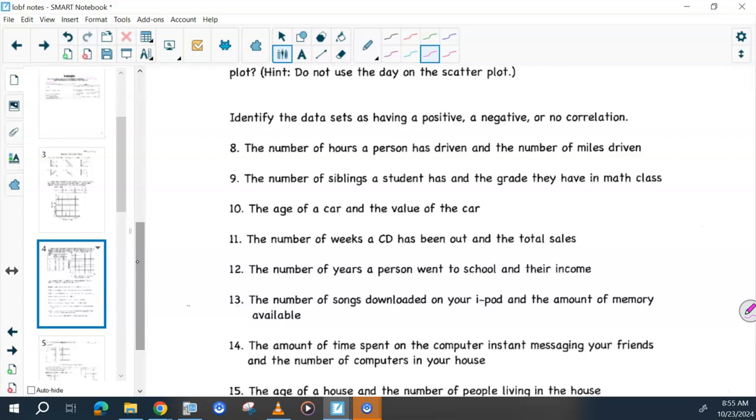These both increase together or decrease together. If I don't drive, then I don't have any miles driven. But if I drive a certain number of hours, then the number of miles is going to go up. The number of siblings a student has and the grade they have in math class. No correlation. They're not related. The age of a car and the value of a car. Negative. Because as a car gets older, as its age goes up, its value goes down.